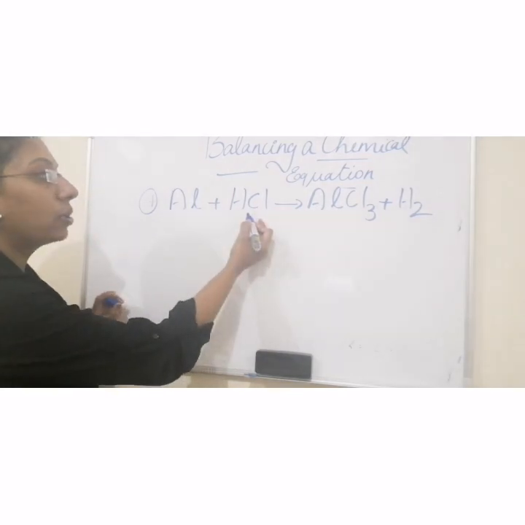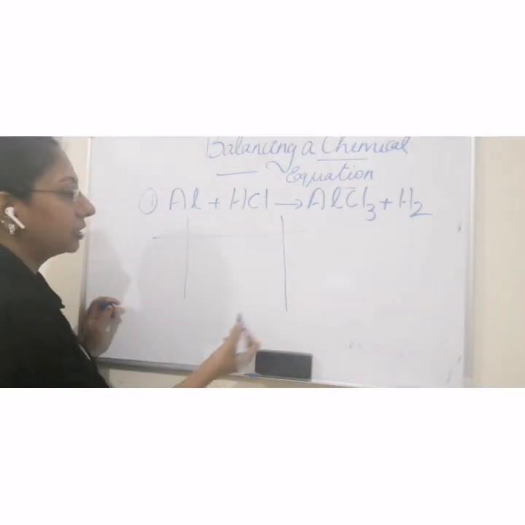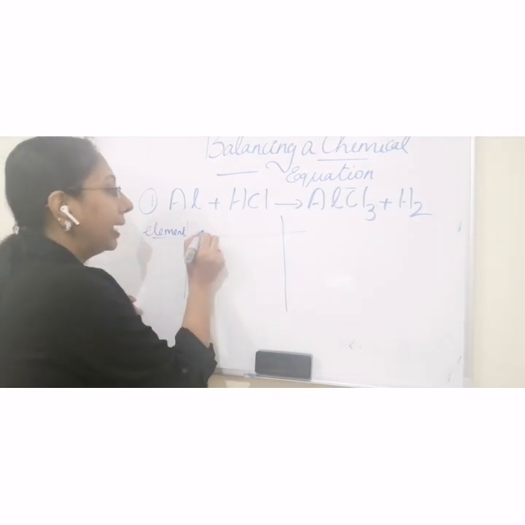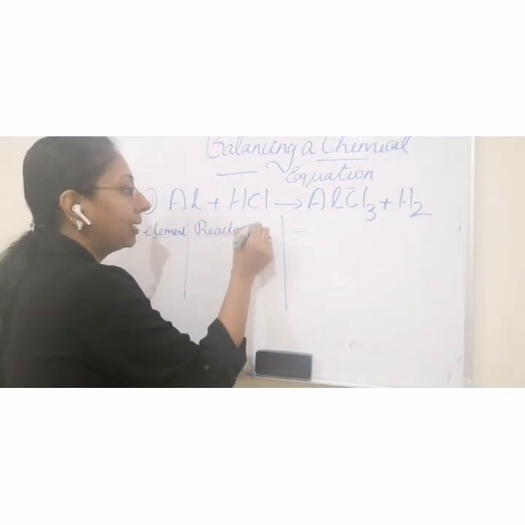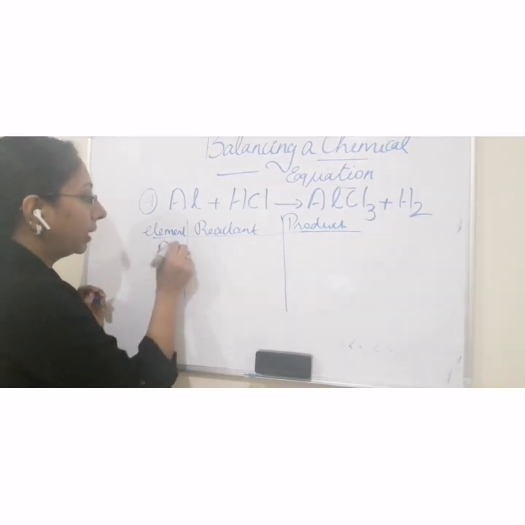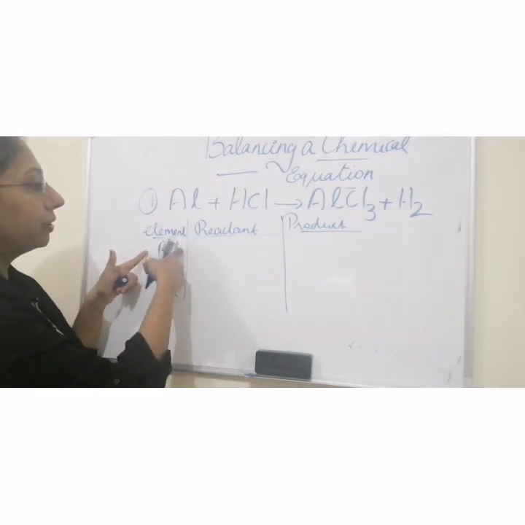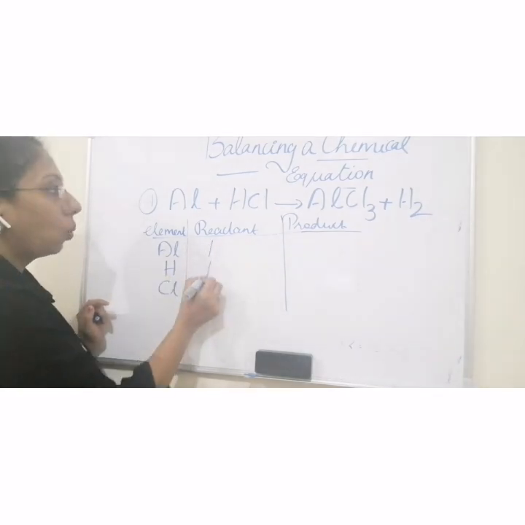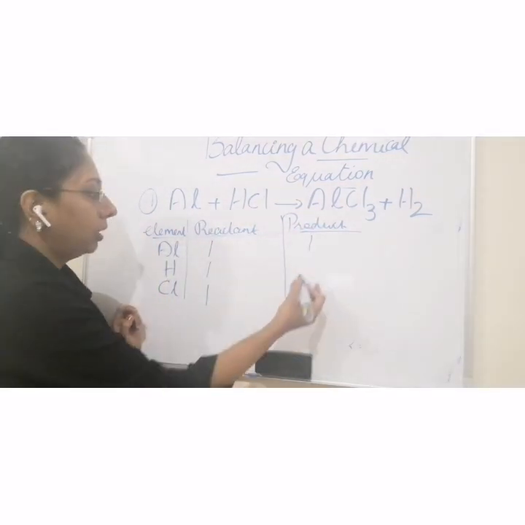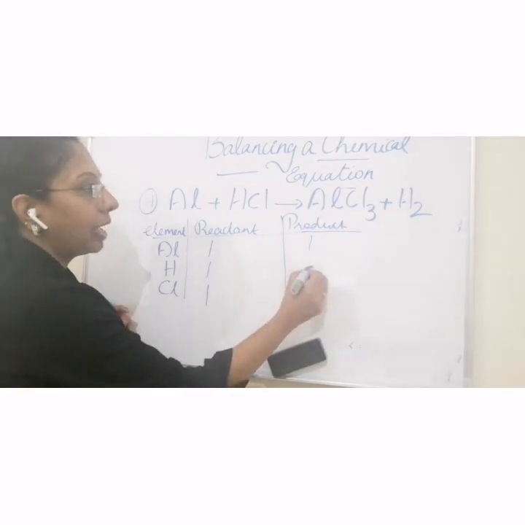Example. Aluminium plus hydrochloric acid gives aluminium chloride and hydrogen gas is liberated. Again we are writing this column after learning. We don't want to write this column just to understand. I'm just writing this column. Elements, the number of atoms in the reactant side and the number of atoms in the product side. So which are the elements? Aluminium, hydrogen and chlorine. How many aluminium are there on the reactant side? 1. How many hydrogen? 1. How many chlorine? 1. How many aluminium are there in the product side? 1. How many hydrogen? 2. The chlorine? Hydrogen it is 2 and chlorine it is 3.